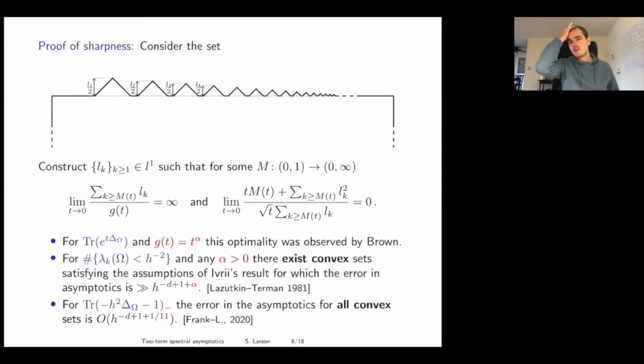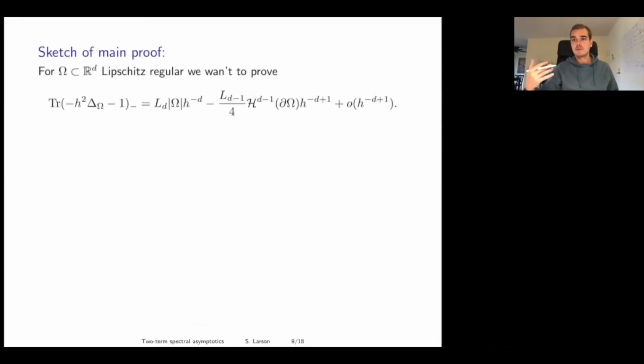Okay, so I think that is roughly half of my talk. From now on, I'm going to hopefully give you an idea of what goes into proving our main result, and what difficulties there really are for Lipschitz sets in comparison to C1 sets, or even smoother sets. So this is what we want to prove: that we have a two-term asymptotic expansion for these Riesz means.